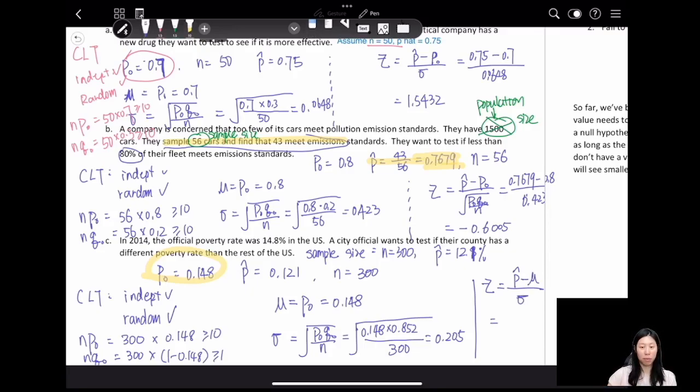So we have p hat equals (0.121 - 0.148) divided by 0.205, which equals negative 1.317. But there's a catch. What would the catch be? The catch is that this is a two-tailed test.